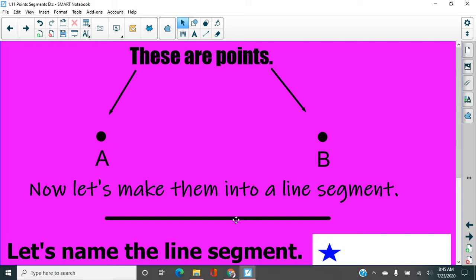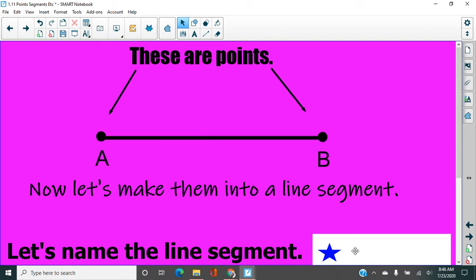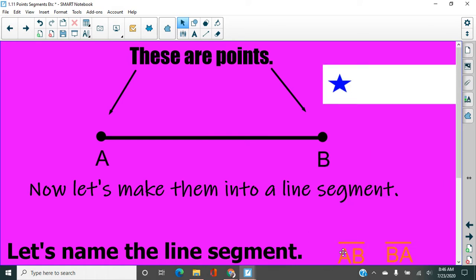We have A and B. We can make them into a line segment by connecting them like that and then giving this a name. We could call it AB, right? It starts at A and ends at B, or BA that goes the same way. And then we put this little symbol over the top of that to show that we're talking about a line segment. So if you're writing line segments, don't forget this little segment on top of the two letters.